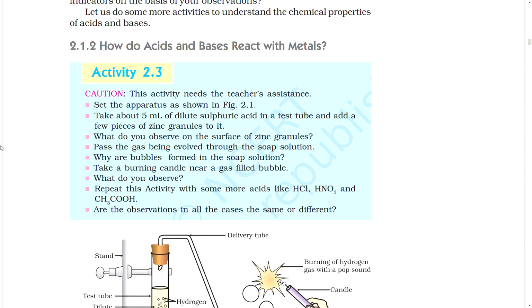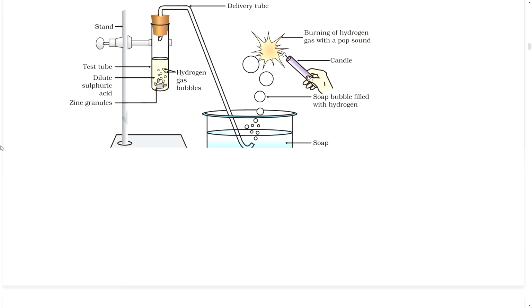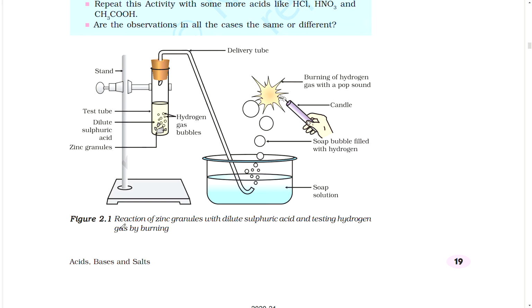What do you observe? Repeat this activity with some more acids like HCl, HNO3 and CH3COOH. Are the observations in all the cases the same or different? Comment this. Figure: reaction of zinc granules with dilute sulfuric acid and testing hydrogen gas by burning. Stand, test tube, dilute sulfuric acid, zinc granules, hydrogen gas bubbles. Delivery tube, soap solution, soap bubble filled with hydrogen. Burning of hydrogen gas with a pop sound, candle.